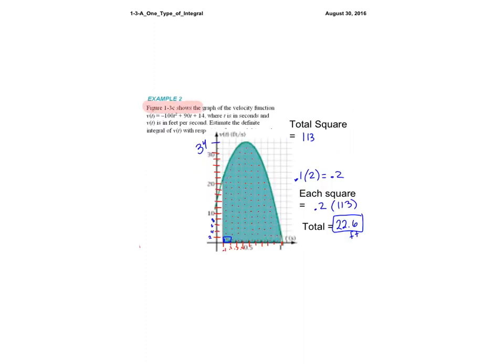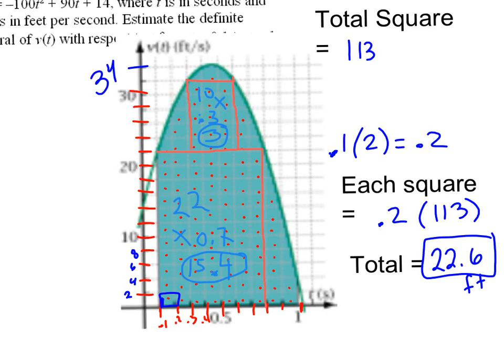Figure 1.3c shows the graph of the velocity function, where t is in seconds and v of t is in feet per second. Estimate the definite integral of v of t. That's going to be very involved. 1, 2, just kidding, that's not how we're going to do it. What I did here is first create some rectangles to eliminate squares that I have to count. But at this point, you probably won't have to count squares. So let's go ahead and do that. It's going to be tiresome.